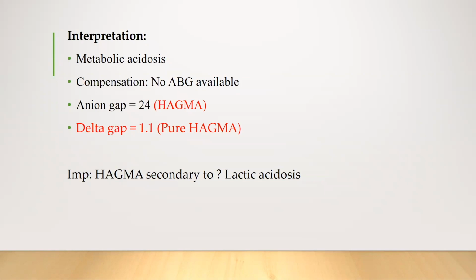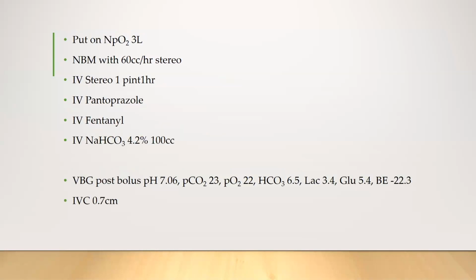So we will be thinking, because the lactate is 2, this could be a HAGMA secondary to maybe lactic acidosis, but usually a lactate of 2 wouldn't really cause such a severe and high anion gap. Other than that, we put her on nil by mouth, we give Serofundin 3 pints per day, and we resuscitated her with sodium bicarb as well. After the bolus, ABG slightly improved, bicarb became 6.5, but the lactate worsened, from 2 to 3.4.